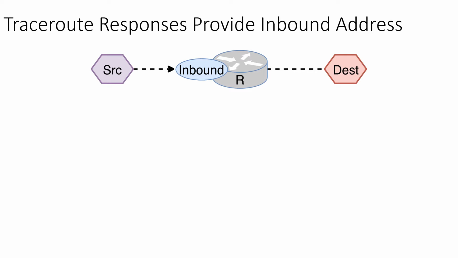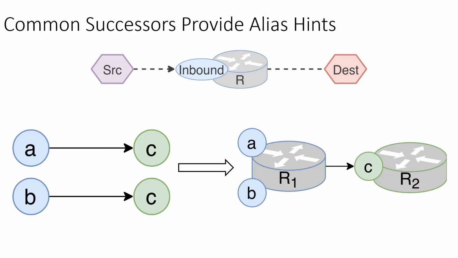So the reason I start with traceroutes is because traceroute responses generally indicate the inbound interface on a router. This is the router interface that received the traceroute probe. I call this Common Successor alias resolution. Basically, if two addresses, A and B, both precede the same interface in different traceroutes, there's a pretty good chance that they belong to the same router.